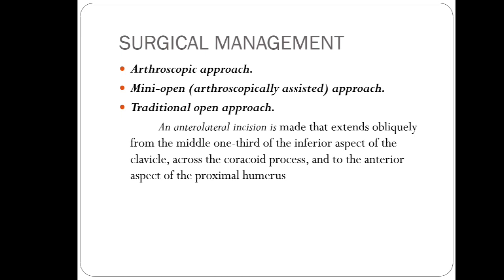be traditional. So usually the anterolateral incision is done from the middle one third of the inferior aspect of the clavicle across the coracoid and to the anterior aspect of the proximal humerus. Then we can again start the physiotherapy management, same as that of the conservative management.